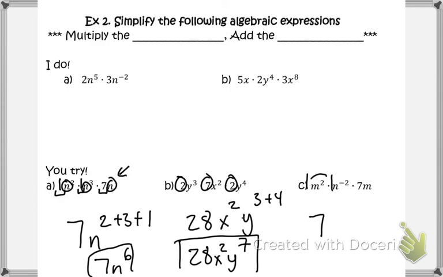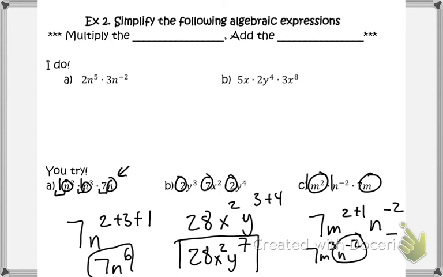No, that's correct. I only combine the exponents of m and m. So m to the 2 plus 1, n to the negative 2. So this gives me 7m to the third and n to the negative 2. Oh, negative 2 is not allowed. So I need to go ahead and bring this to the bottom. So I have 7m to the third on top, over n squared for your final answer.